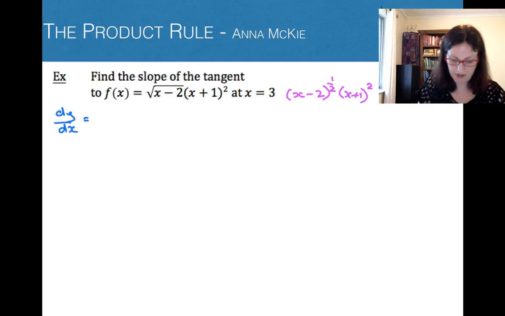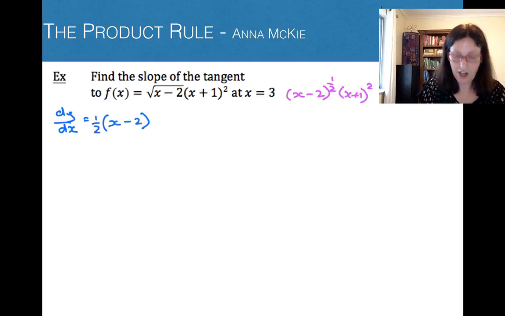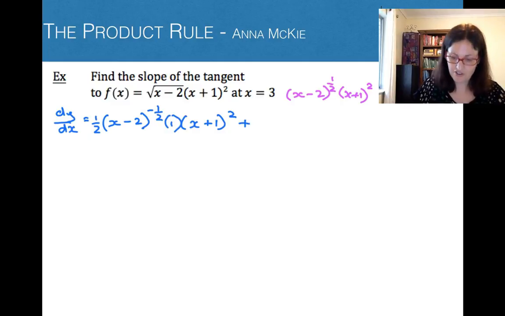So bring down the power, copy and paste, lower the power by 1, lower that power by 1, so you'll get negative a half, and differentiate the inside. So you're just left with a 1 and leave the second. So you have to put this on the end. Now add, you leave the first one and differentiate the second this time.